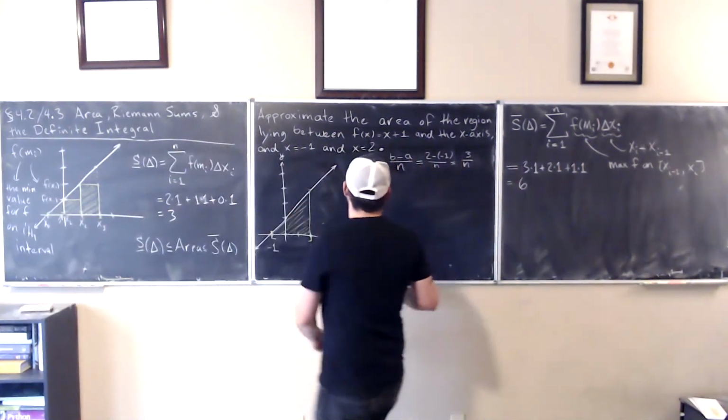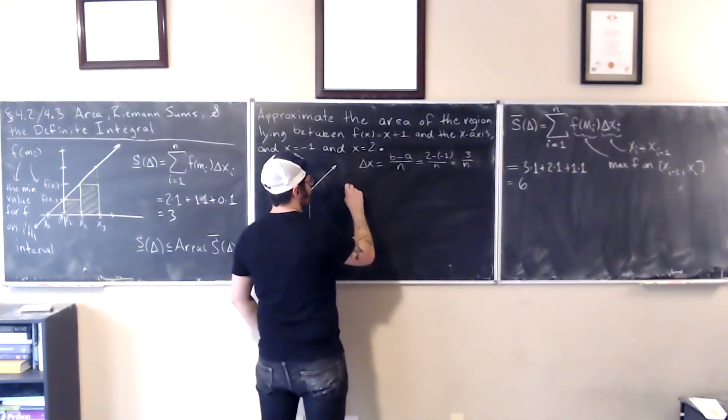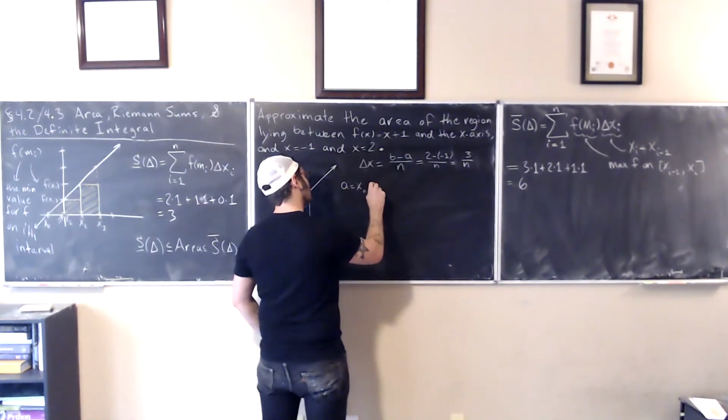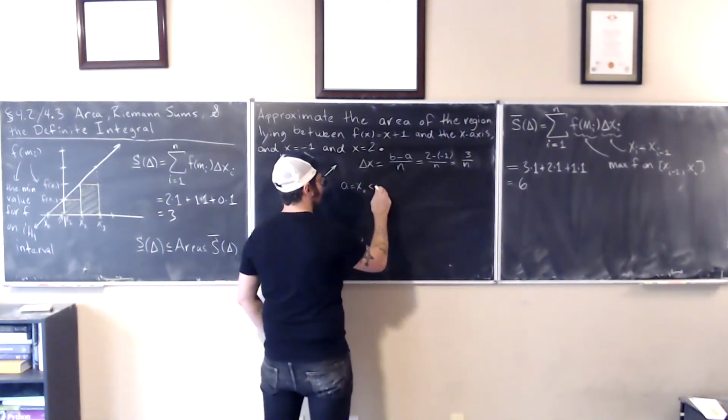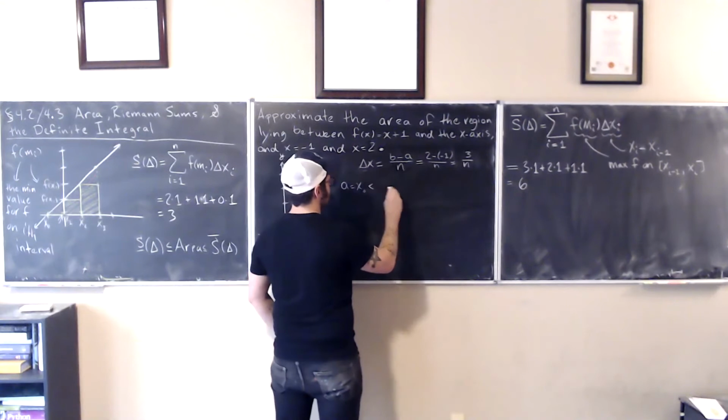So if that's the width of each partition, then I can say that a is equal to x0, which is less than x1. Well, I'm going to write it a different way.